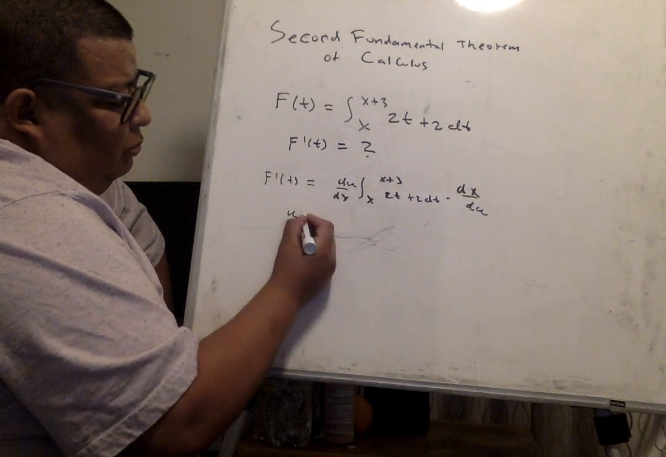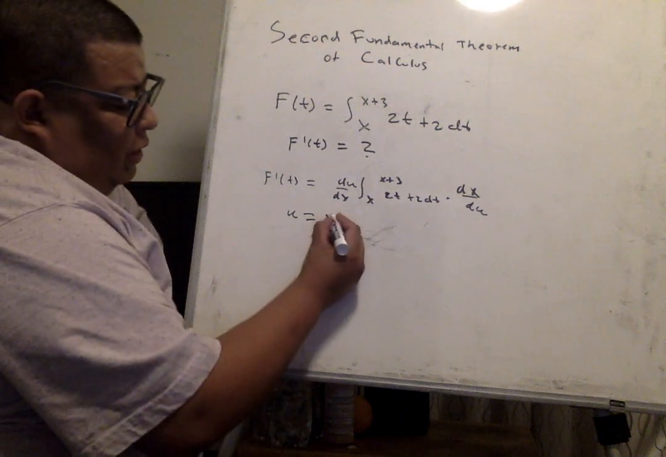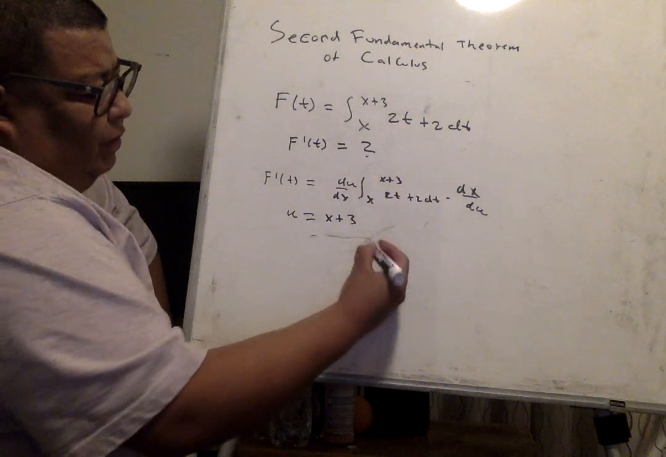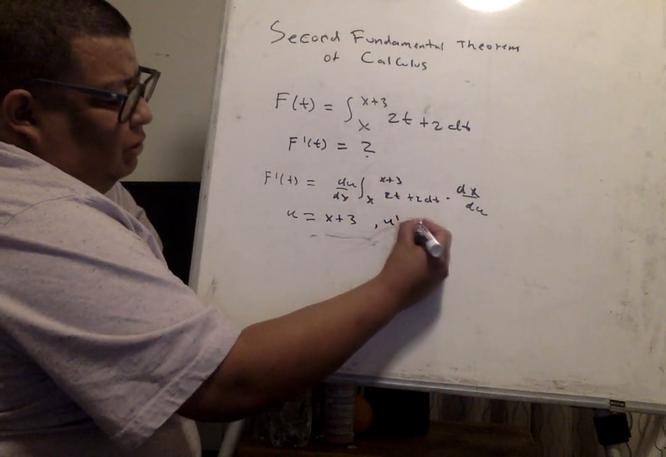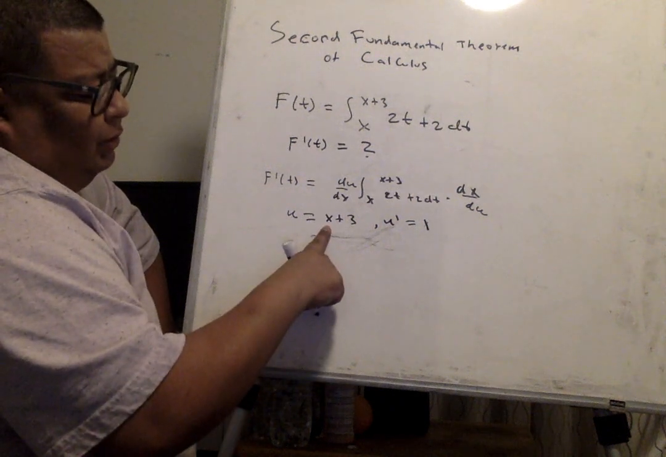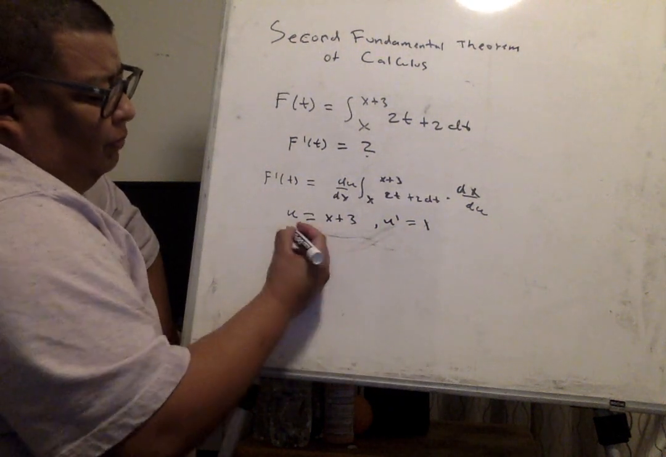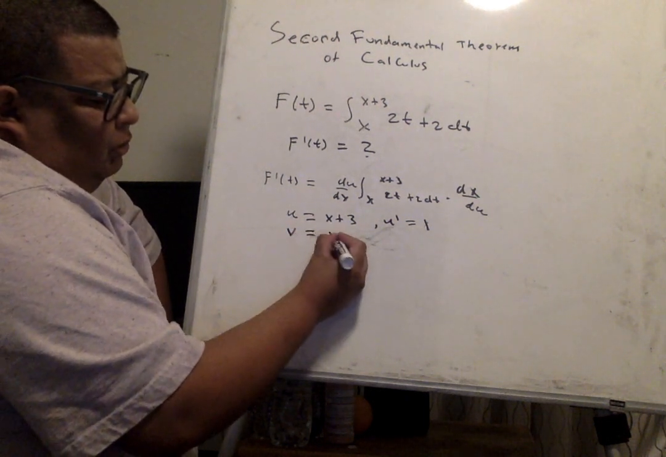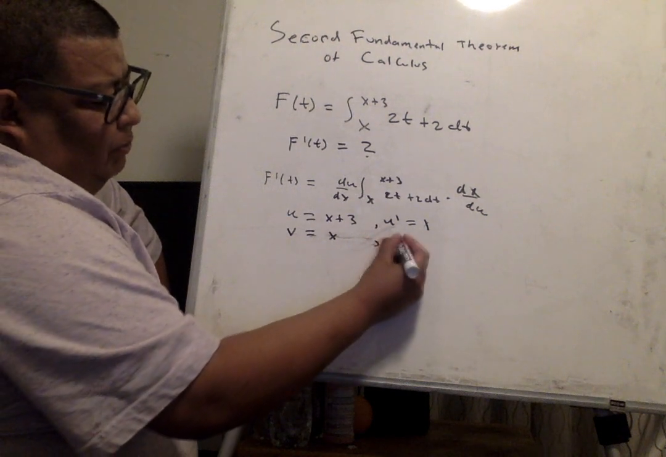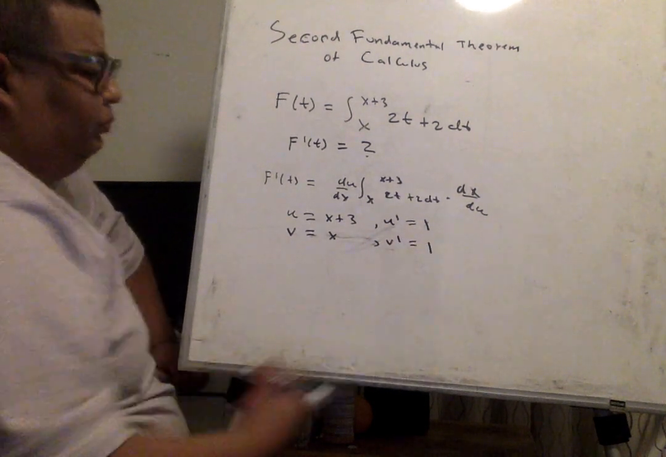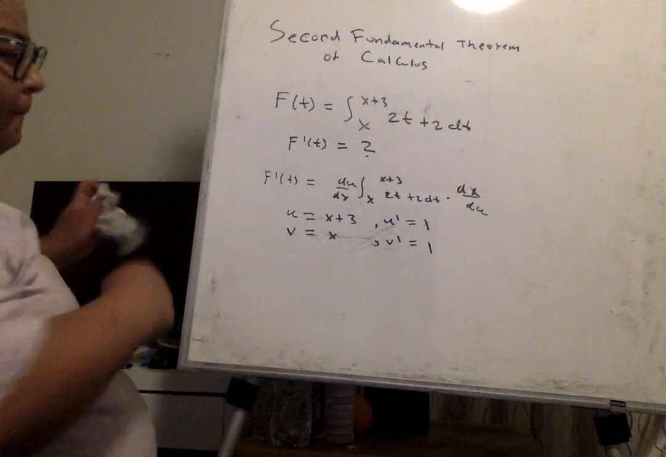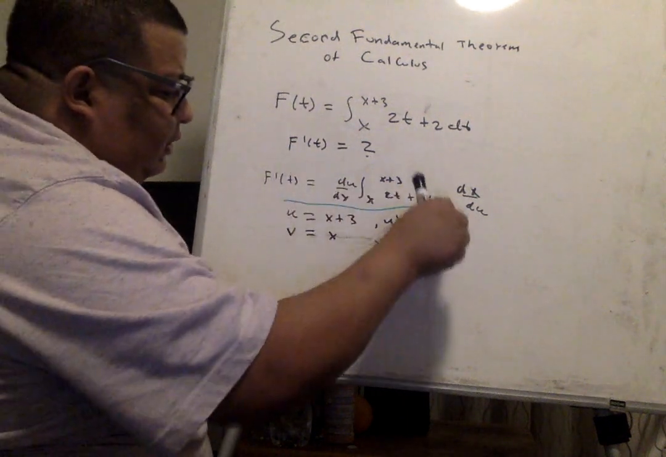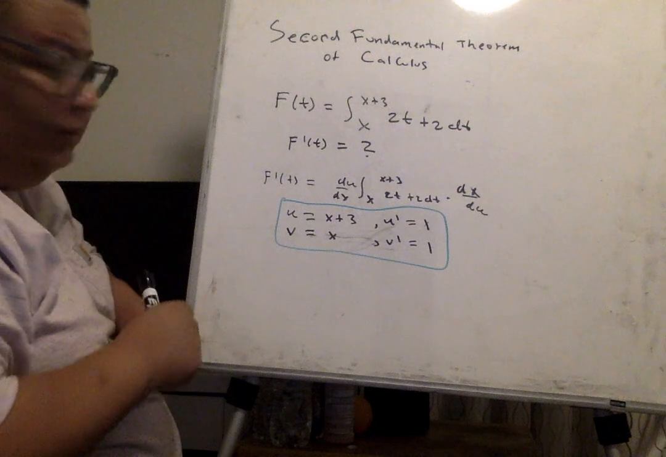So let u equal x plus 3. If u equals x plus 3, which is the upper endpoint, what is u prime? The derivative of that is gonna be 1. You take the derivative of x, you get 1, and the derivative of 3 is 0. Same thing with the lower endpoint, we're gonna call it b. Let b equal x, so b prime is equal to 1. We need these things here for our answer.